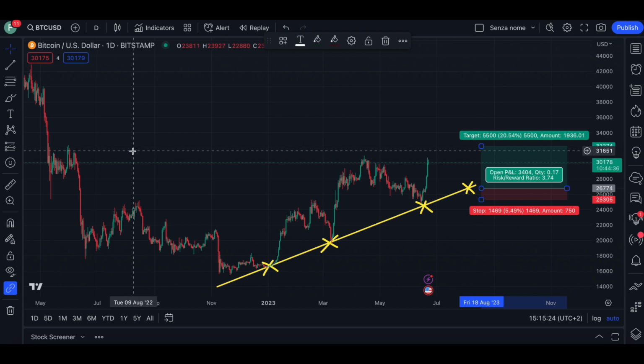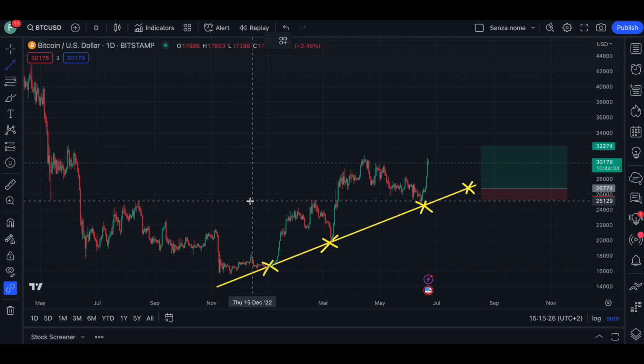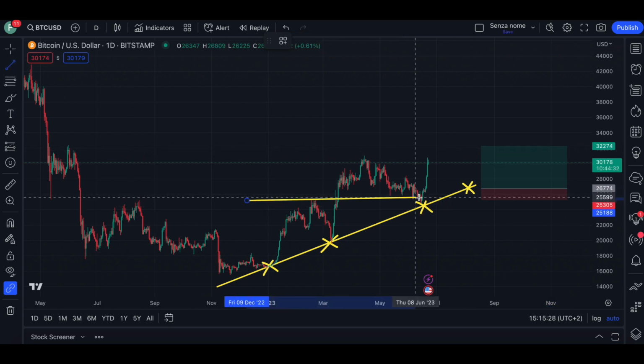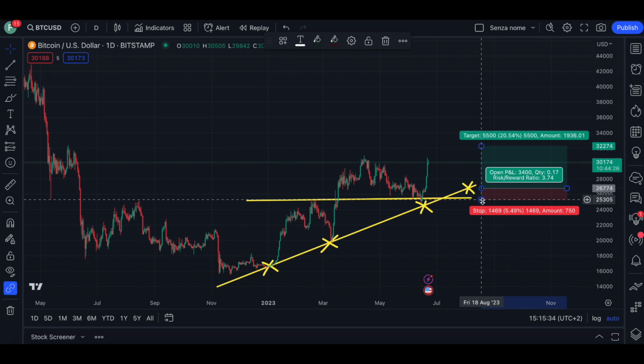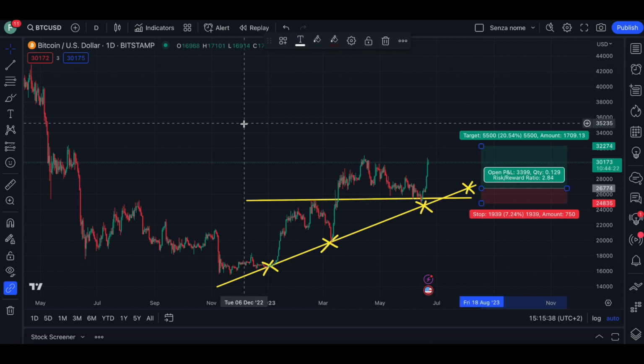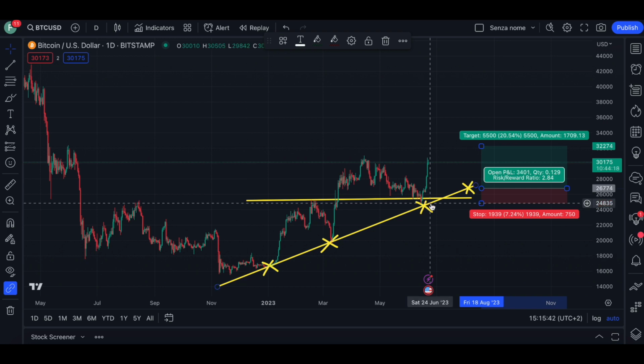And as you can see here, the $25,000 level is also a big support level for Bitcoin, and so it would make sense to place the stop loss below that level too, because if we reach $25,000, we may get a bounce there. So we want to be sure that our stop loss level is below every important support that we can see on the charts.